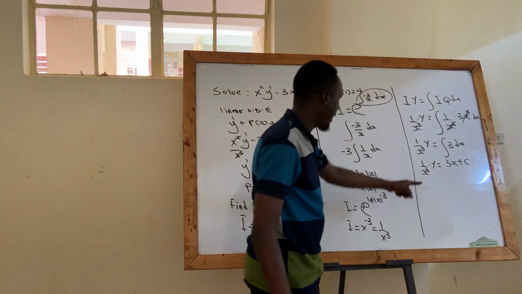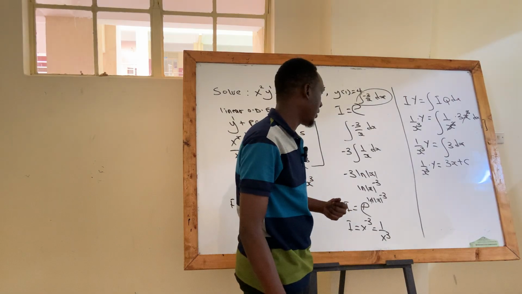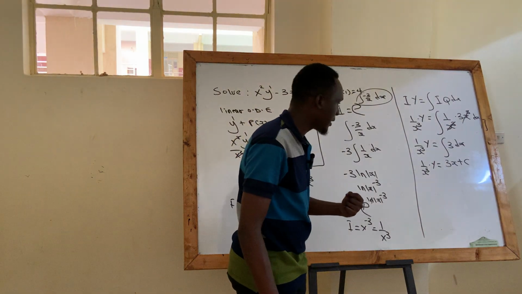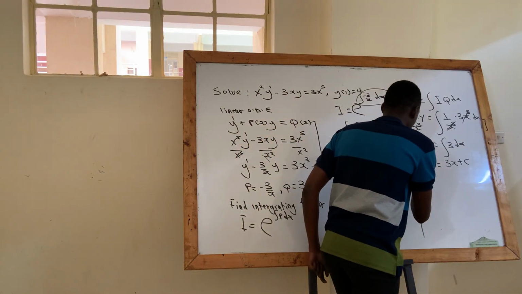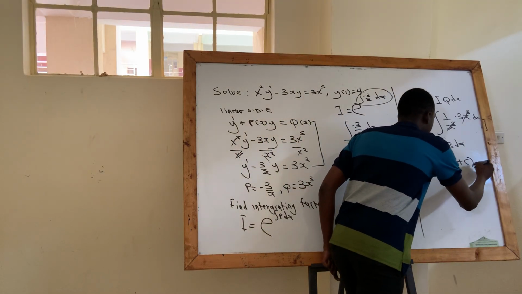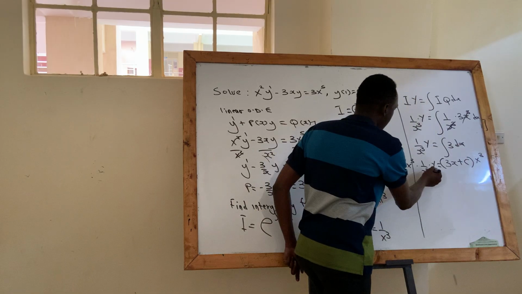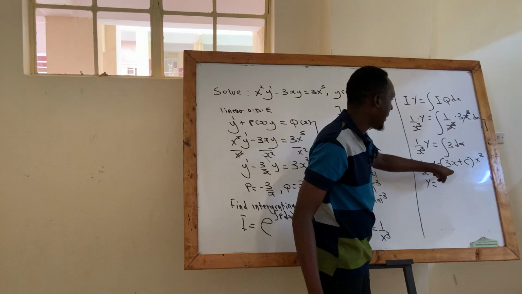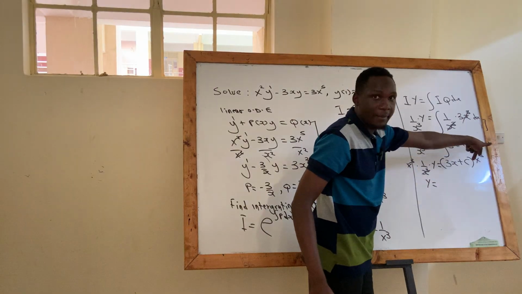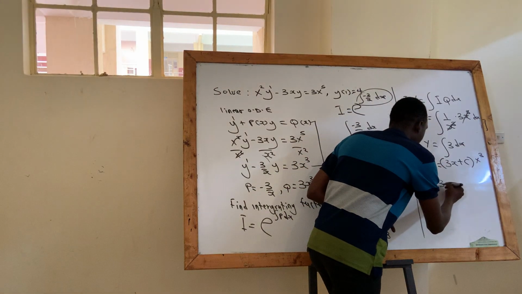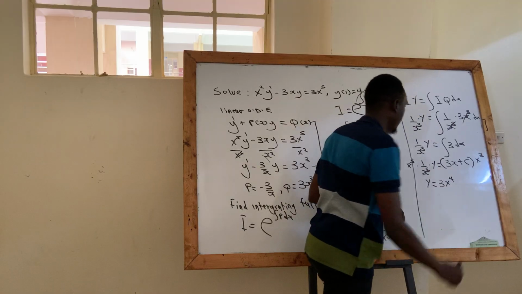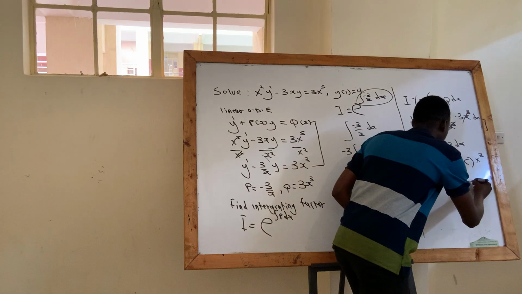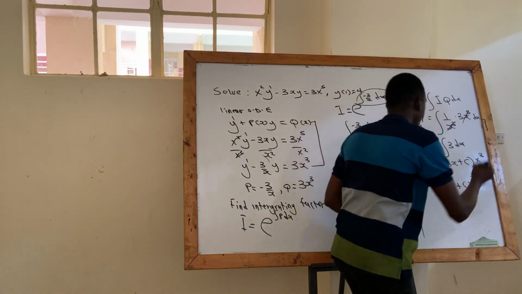We want y to remain on the left side alone, to be the solution of the formula, meaning we multiply both sides by x power 3. This side by x power 3 and this side by x power 3. This cancels with that, therefore y is equal to x power 3 times 3x. You add the powers, so that's 4. Therefore we have 3x power 4 plus x power 3 times c, which is simply c x power 3.